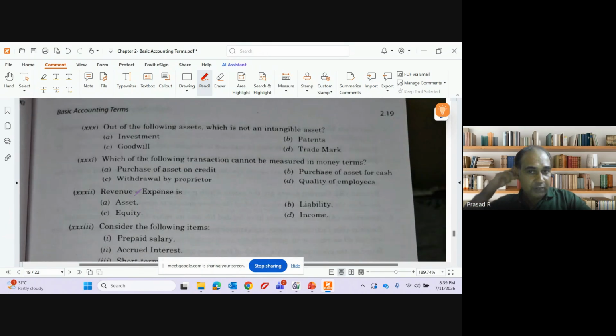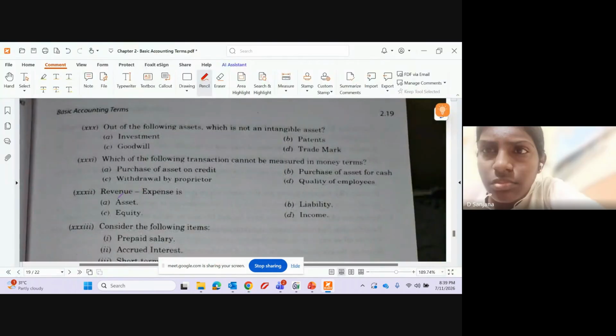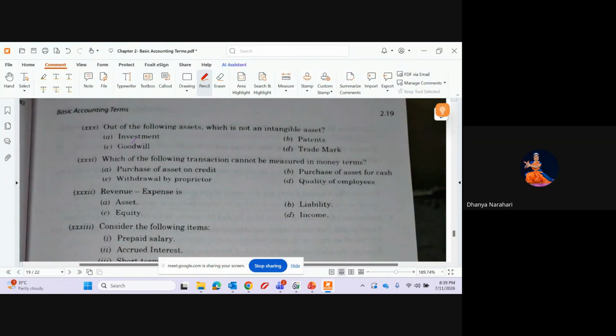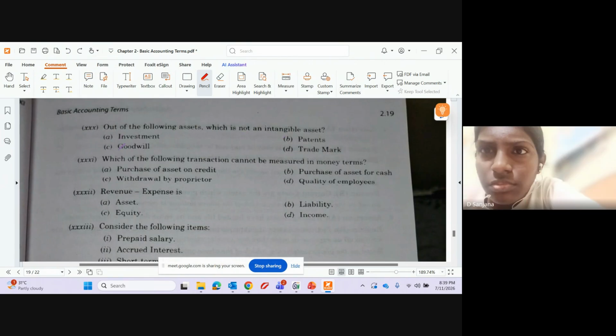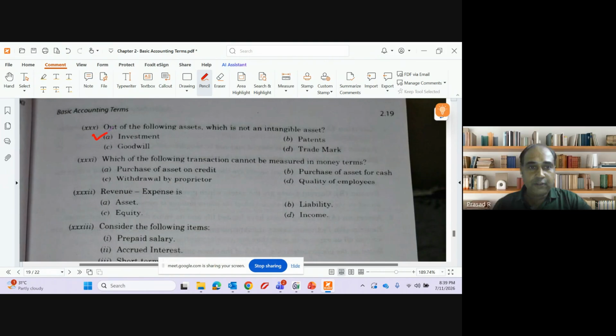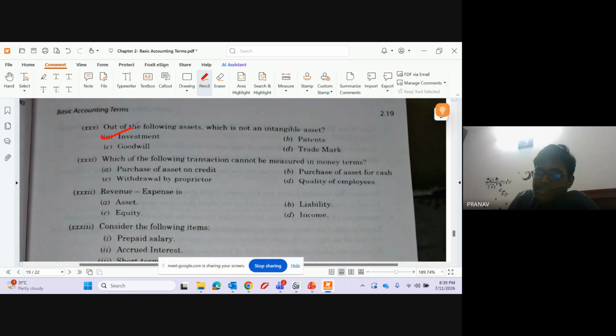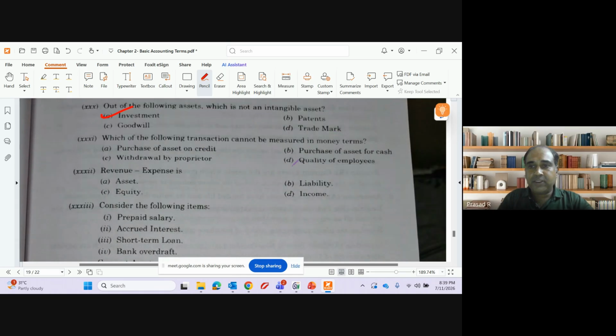Out of the following assets, which is not an intangible asset? Investment, because this is intangible, this is also intangible, and this is also intangible. So the right answer is what? Investment. Which of the following transactions cannot be measured in monetary terms?